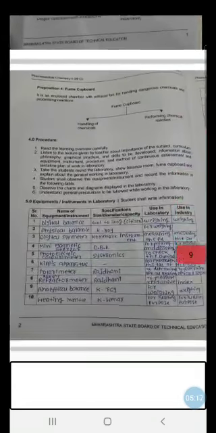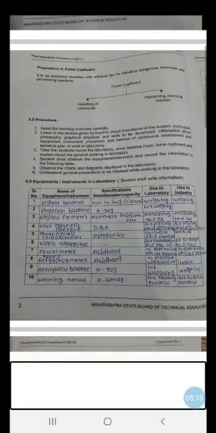Now, whatever you observe in the laboratory, you have to note in these tables which are printed in your manuals. Now the first table contains a list of equipments or instruments that are there in your laboratory. You have to observe those instruments and write the relevant information which is asked in these tables. Around minimum 10 equipments or instruments you have to observe and write there. Note down your observations.